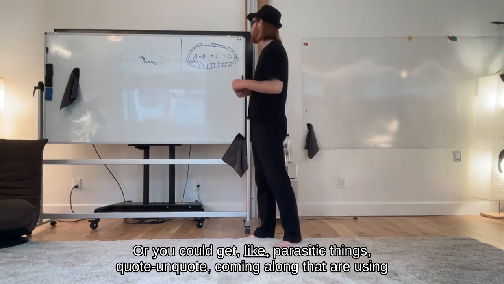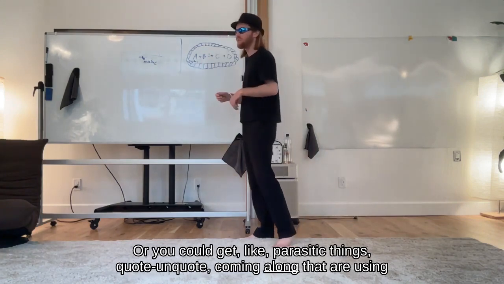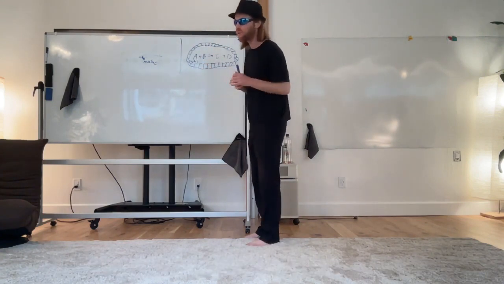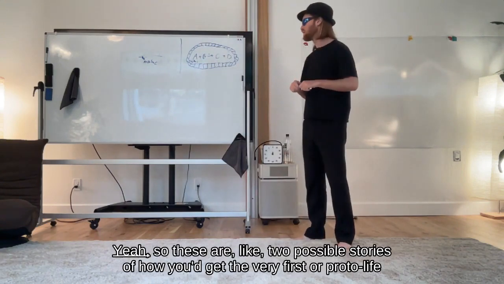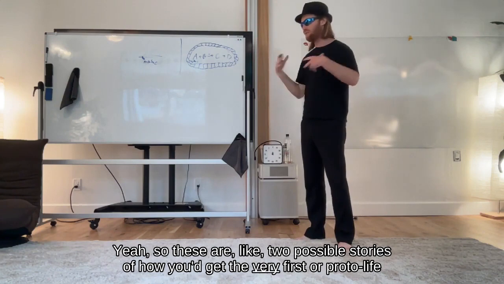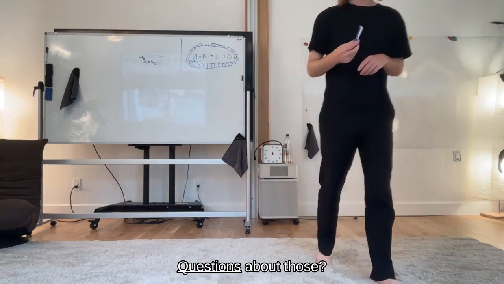Or you could get parasitic things, quote unquote, coming along that are using these to make copies of themselves, anything along those lines. Yep. Okay. Yeah, so these are two possible stories of how you get the very first proto-life things. Questions about those?